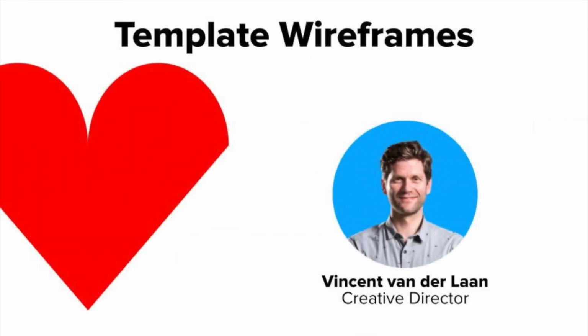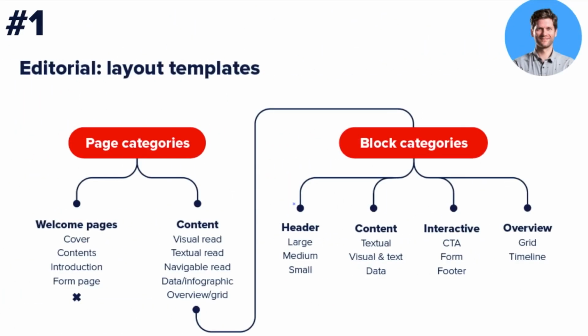Our creative director, Vincent, was happy enough to create these example wireframes to help visualize this planning process. Let's take a look. In our first example, we have an editorial layout. In this wireframe, we are considering page categories and block categories that will be useful when editorial articles will be a common use case. As we can see, content pages have a few categories specifying the kind of content page they are, and they are further broken down into block categories.